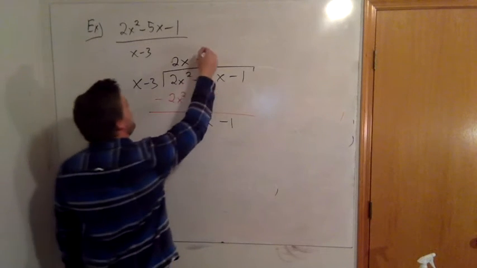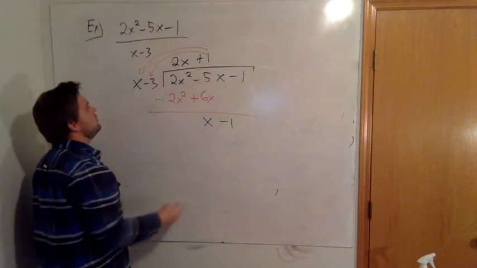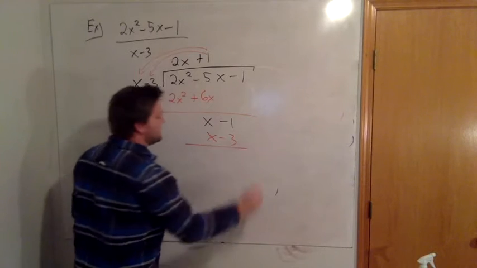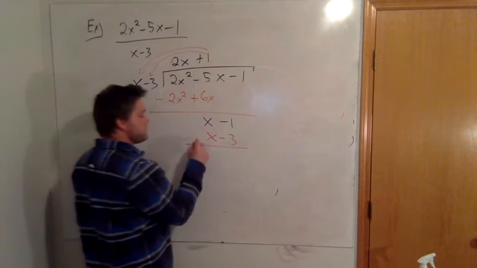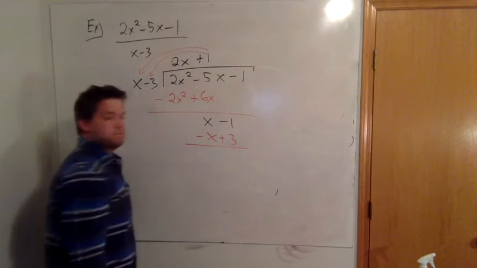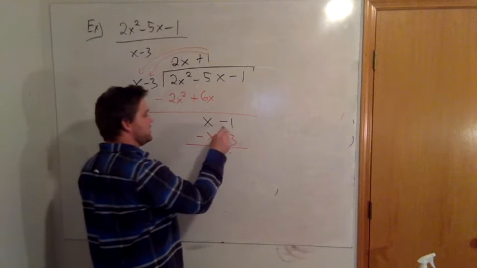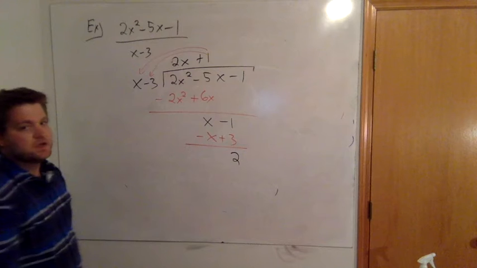And now I take that 1 and I multiply it into the x and into the negative 3. So I'll get an x minus 3. And now I'll subtract. But instead of subtracting, I'm going to distribute that minus sign and flip the signs. So when I add these together, I'll get a 0, I'll get a negative 1 plus 3, I'll get a 2. And we're finished.